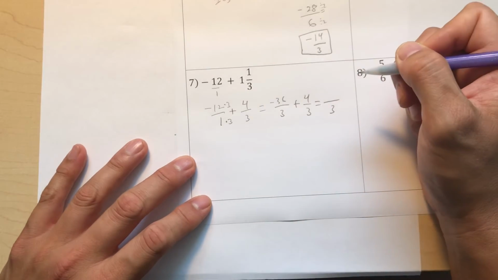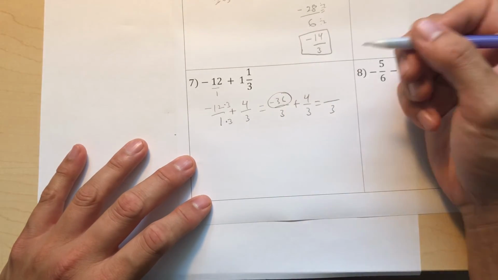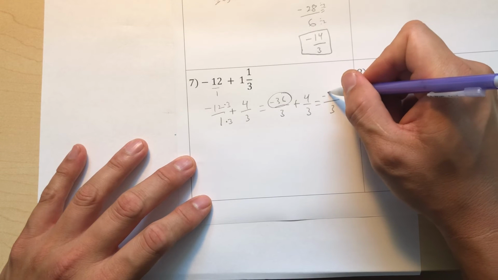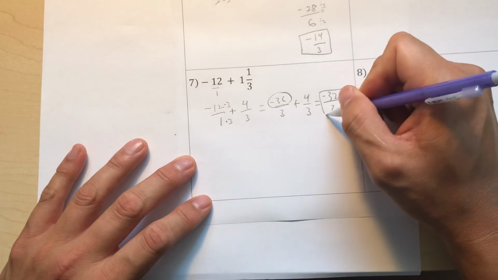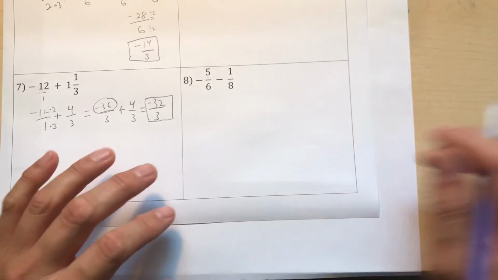Write the 3 first. Let's have a common denominator now. And you realize that you lose more than you win. That gives me negative 32 over 3. I can't reduce. I can't divide anything at the same time. So I am done. That's what reduce is, okay?